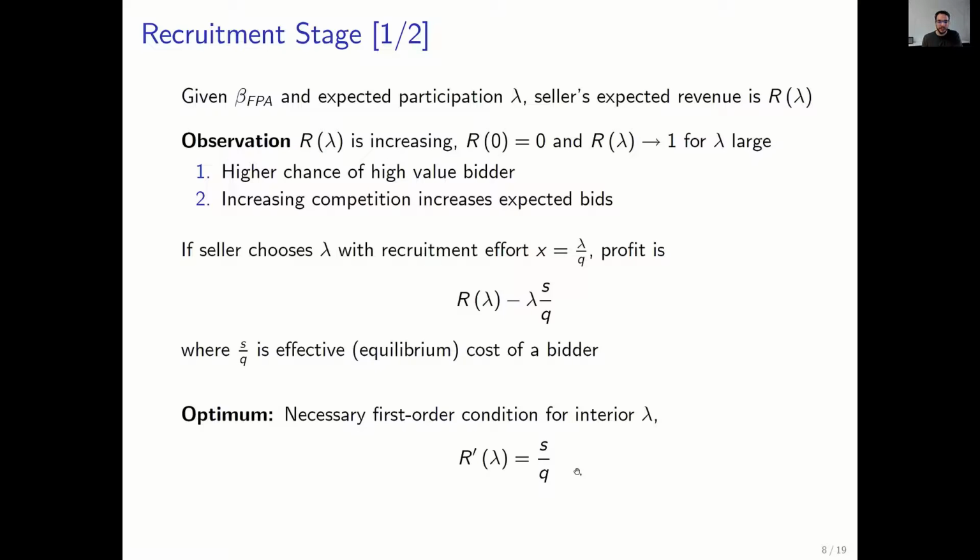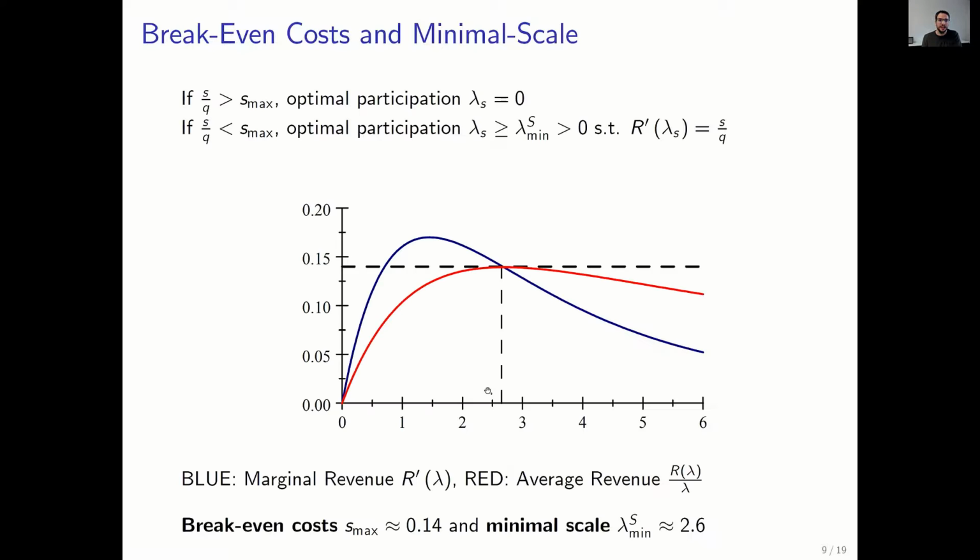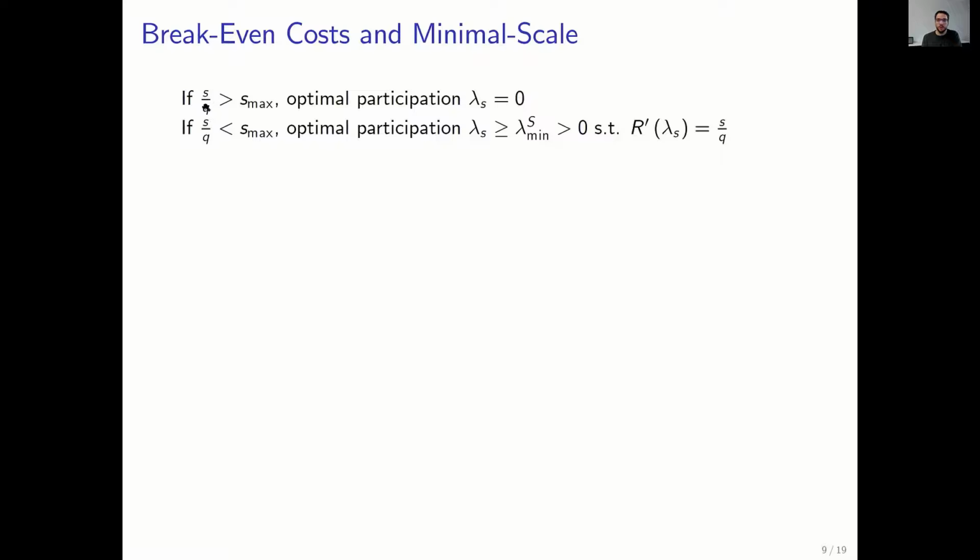So that's good. The bad thing is that the profit is not concave, so the first order condition is not sufficient, and we can have corner solutions. If you don't have a corner solution, we'll have an interior solution where marginal revenue is equal to marginal cost. Basically, if the equilibrium cost of a bidder is higher than the break-even cost S max, then optimal participation from the viewpoint of the seller is 0. If S over Q is smaller than the break-even cost, the optimal participation level lambda S is going to be larger than some minimal scale, which is strictly larger than 0. And at this optimal participation level, we'll have marginal revenue equal to marginal cost.